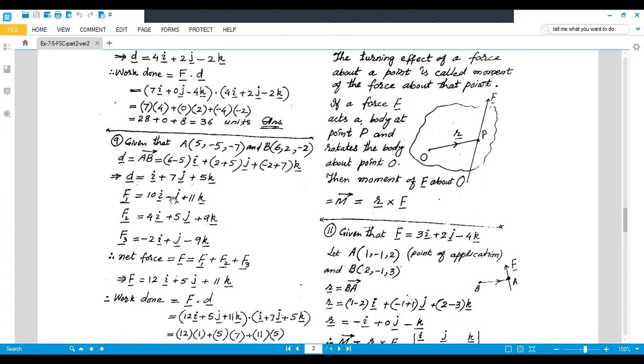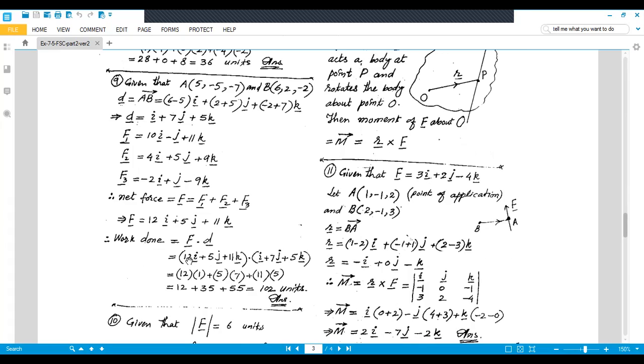And here minus j plus 5 plus 4 plus 1 plus 5j. And here 11 plus 9, 20. 20 minus 9, 11k. So again work done is F dot D. So F we already found, the sum of all: 12i plus 5j plus 11k, and D we already found it: i plus 7j plus 5k.